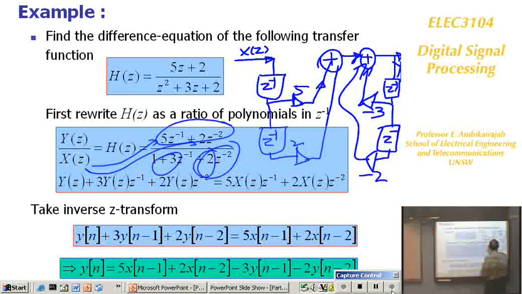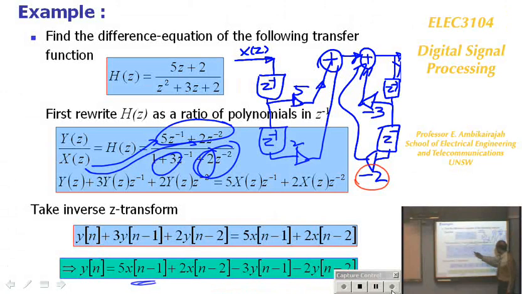So if you come back, you put minus 2 here, even if it's plus; if it's plus 2, it will be minus 2. But you can see these two can be seen from your difference equation. They will represent the correct value. When it comes to the transfer function, and when you're drawing the structure, you must be careful.